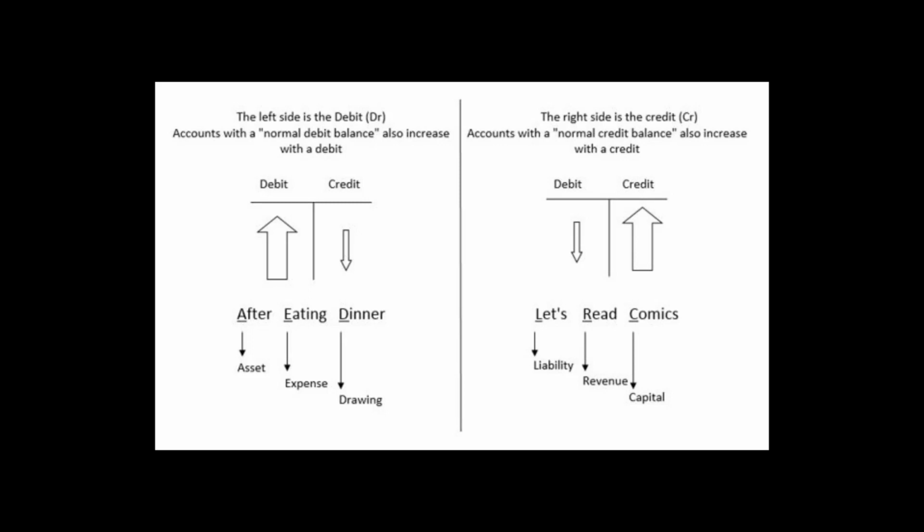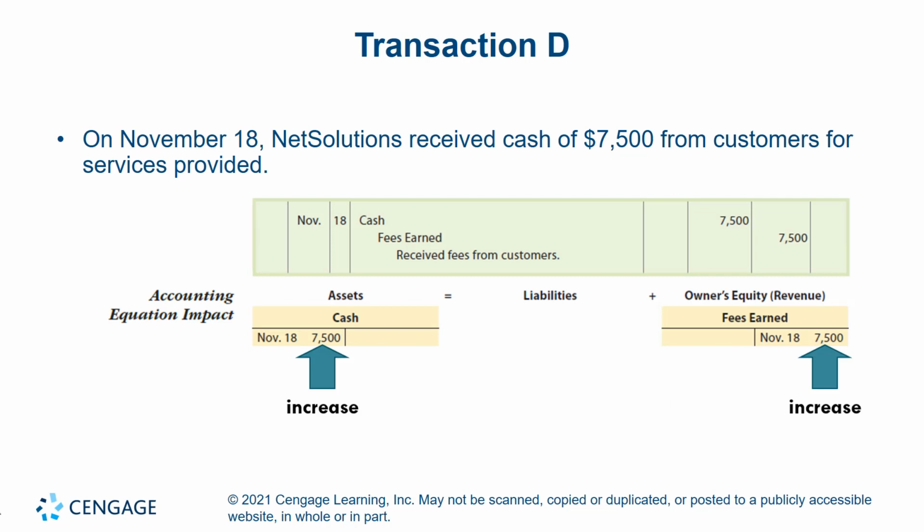Any of those accounts, we want to record the increase on the debit side. Any other accounts, the increase will be on the credit side. Let's go to transaction D. November 18th, Net Solutions received cash $7,500 from customers for services provided.